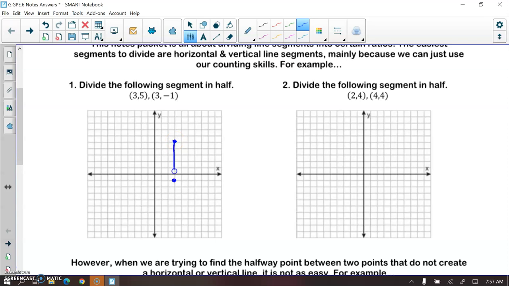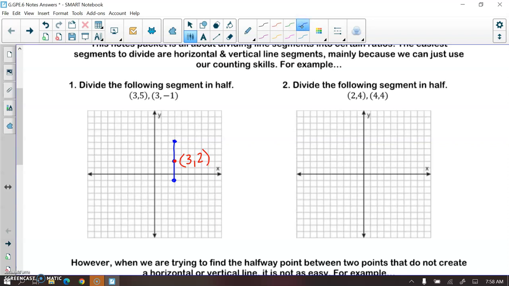Basically, to divide it in half, we can count how long the segment is, which is 1, 2, 3, 4, 5, 6 units long. If I divide the length of the segment by 2, we get that the halfway point would be a length of 3. So your halfway point would be here. I'm going to do that in a different color, sorry. And that is the ordered pair (3, 2). That's a vertical line segment. We could just count and divide it in half.